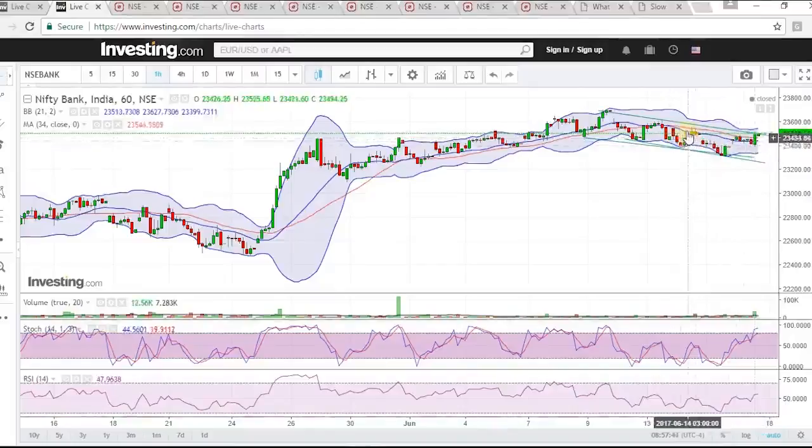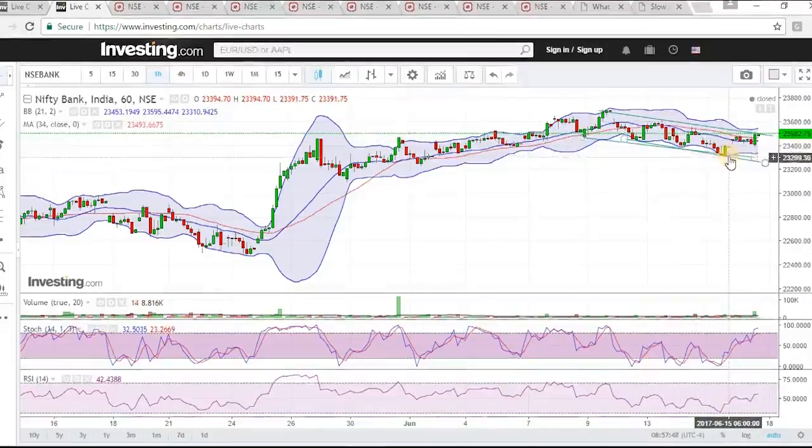last week. And that is very important because the Bank Nifty had hardly moved in a 250 to 300 point range during the whole of the week. So this was the beauty of range trading.